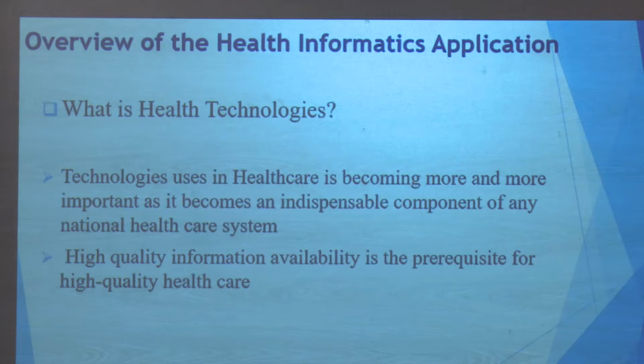High quality information availability is the prerequisite for high quality healthcare. If you want to give quality care, all the information related to the patient should be available. Because without the information, without the medical history, past history, how can you give a treatment? Normally sometimes we depend on memory. Doctors recall, okay, I have seen this patient 6 months before. Can you memorize everything from 6 months before?